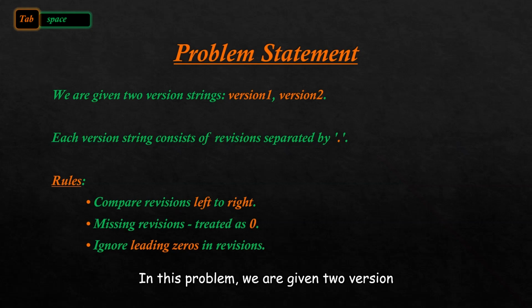In this problem, we are given two version strings, version 1 and version 2. Each version string is made up of revisions, which are separated by dots. The challenge is to compare these revisions in a left to right manner. There are two important rules here. If a version has missing revisions, we treat them as 0, and if a revision has leading zeros, those are ignored. So for example, 1.01 and 1.001 are actually the same since both represent revision number 1.